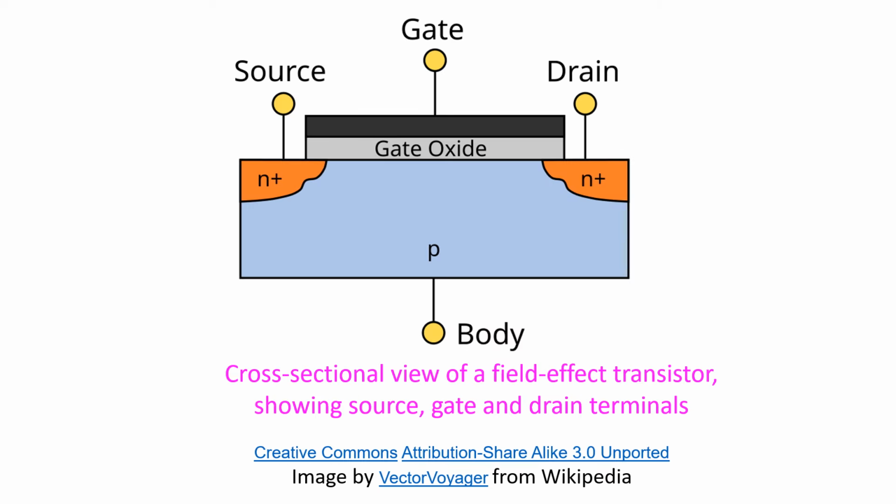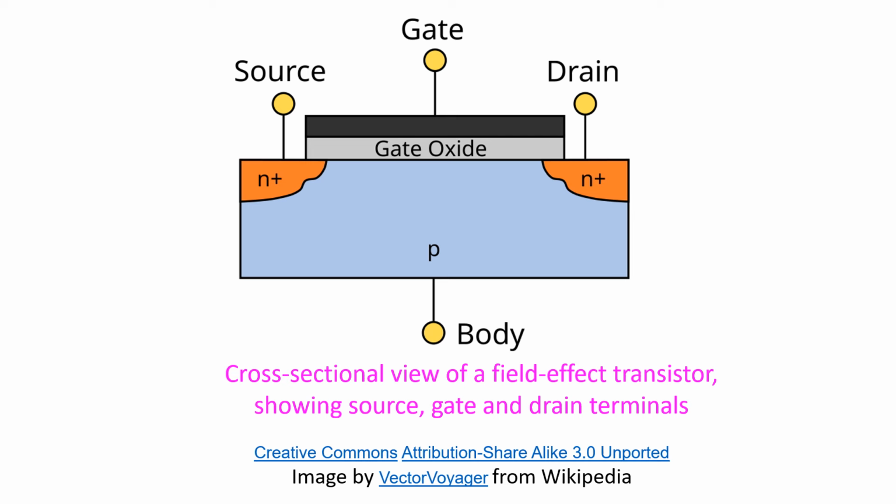FET is also sometimes called a unipolar transistor as they have only a single type of charge carriers. They can be N-channel or P-channel depending on the type of semiconductor used. They are named as field effect transistors as they use an electric field to control the current. Two types of FETs are the junction FET or JFET and metal oxide semiconductor FET or MOSFET. Voltage applied to the gate terminal controls the conductivity between the drain and source.